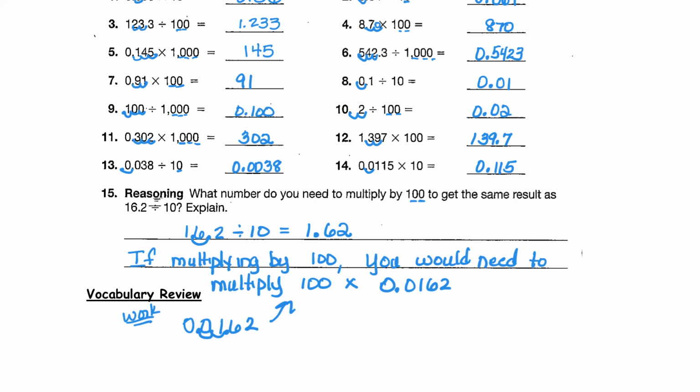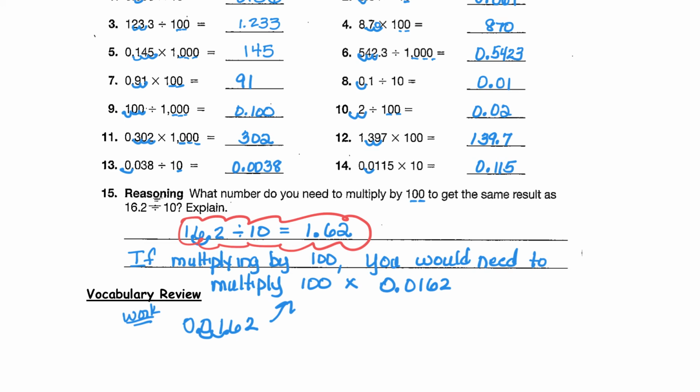So if multiplying by 100, you would need to multiply 100 times 0 and 162 10,000ths. And how did I get that answer? Well, I kind of worked it backwards. So if you take a look, the answer for this one here, 16 and 2/10 divided by 10, is actually 1 and 62 hundredths.